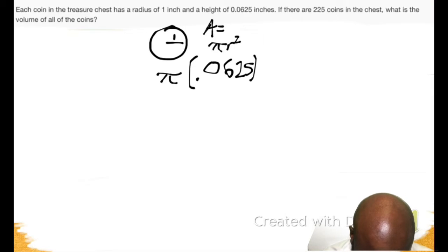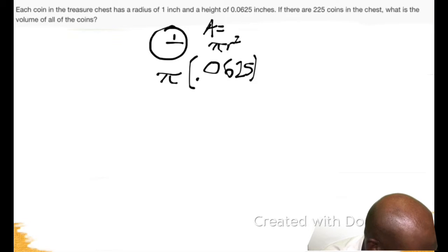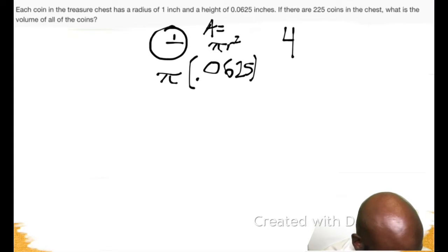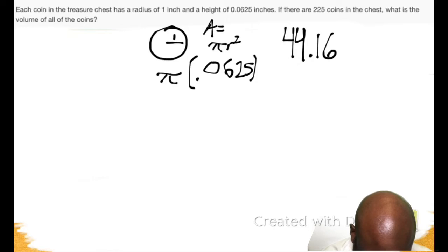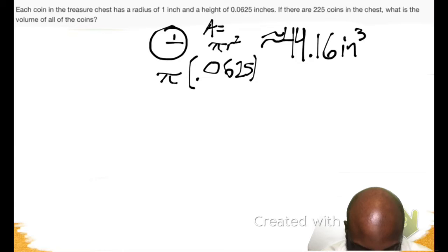Then I multiply that by 225, because there's 225 coins. So my volume of all the coins is going to be 44.16. The volume is approximately 44.16 cubic inches. So that's the volume of the coins.